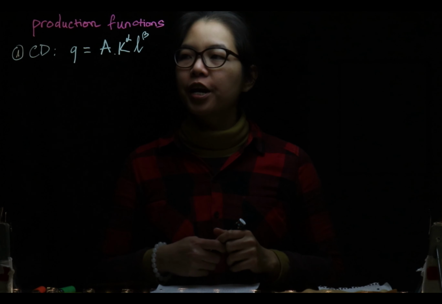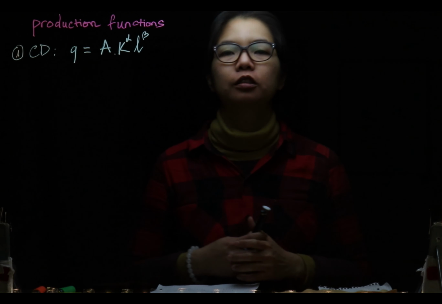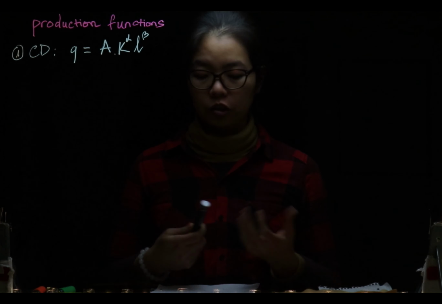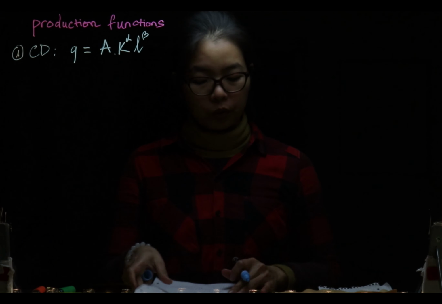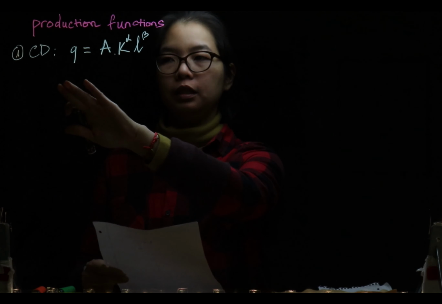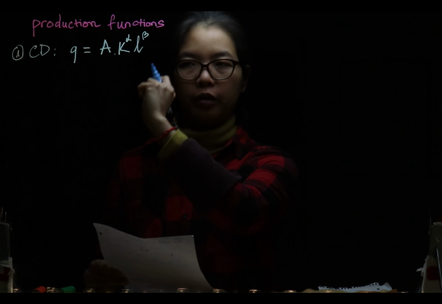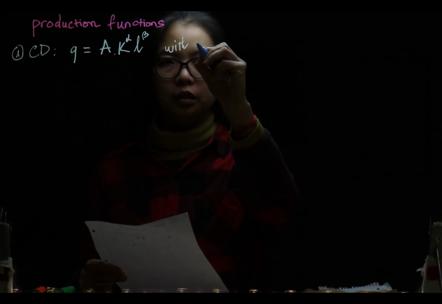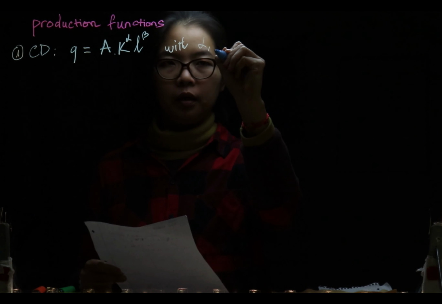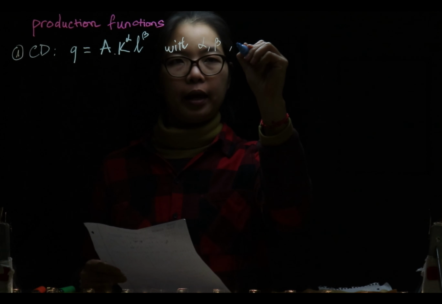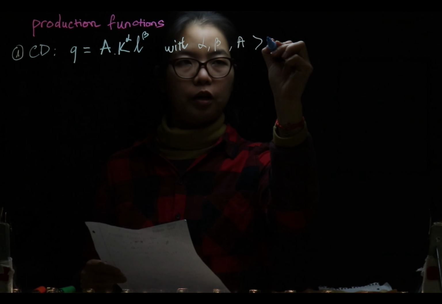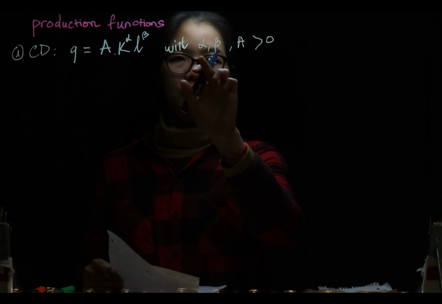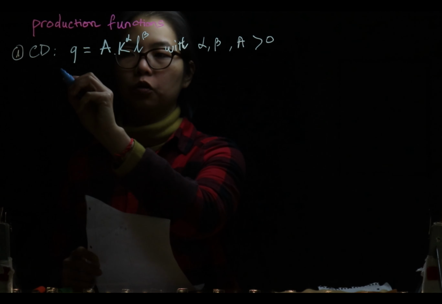Okay, so here are some other production functions that you will often see in microeconomics, production economics, and we will go through some examples. So this is the Cobb-Douglas production function that we have seen on the slide. A general assumption about the parameters alpha, beta, and A is that they must be larger than 0. And that's the only thing. We don't have the constraint about alpha plus beta equal 1 like before.